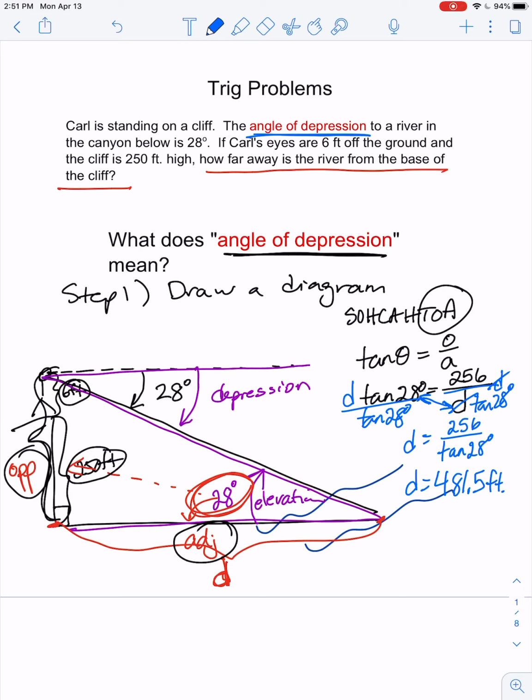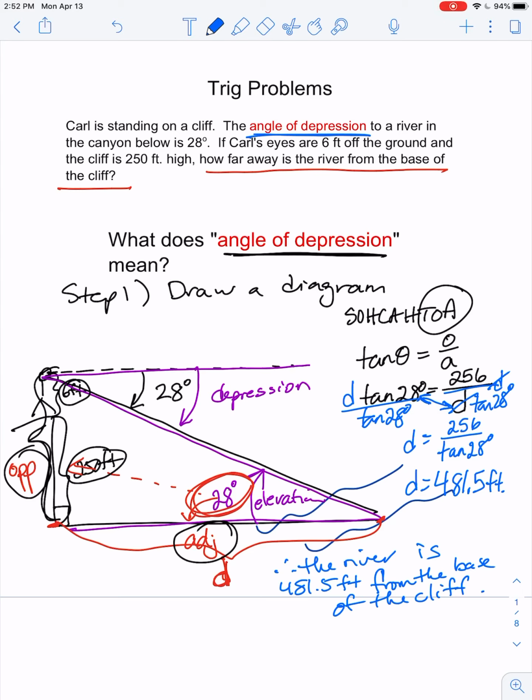So of course, like always, whenever you have a word problem, you would definitely do a final statement. Therefore, the river is 481.5 feet from the base of the cliff.